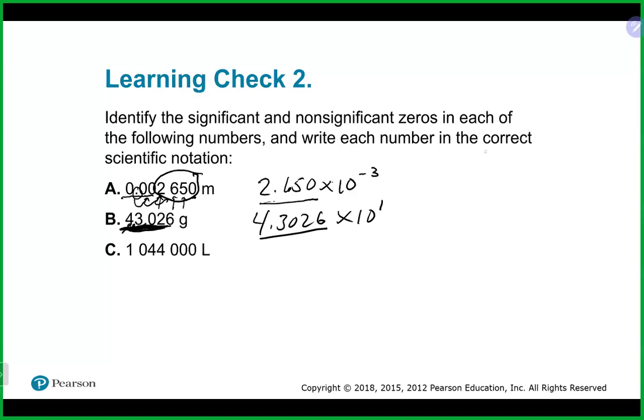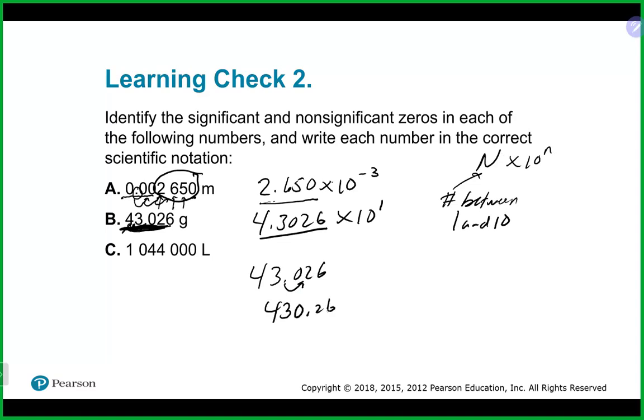So remember when we do scientific notation, it has this form that we talked about in the first chapter. It has to be a number between 1 and 10. It can't be 10. It's got to be less than that, but it has to be a number between 1 and 10. And obviously we had 43.026. If we went in the other direction, we would make it now 430, which is definitely not a number between 1 and 10. So we do need to go this way, which takes us to 4.3 and some change, which is a number between 1 and 10.